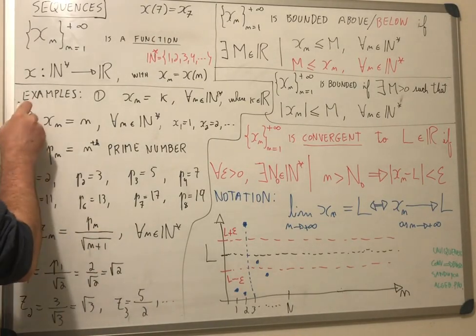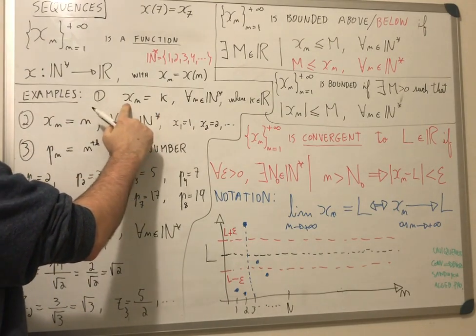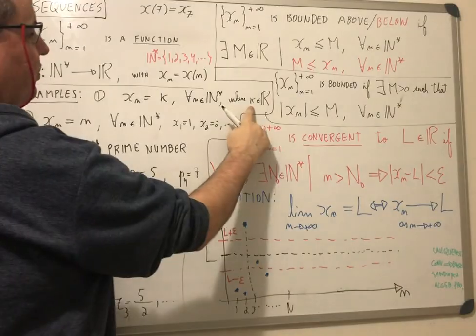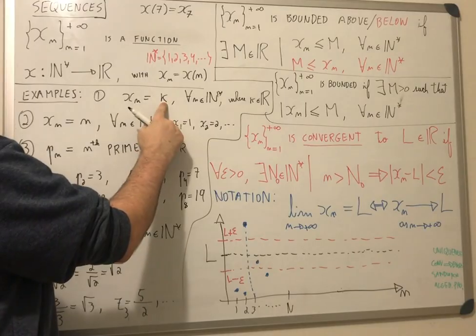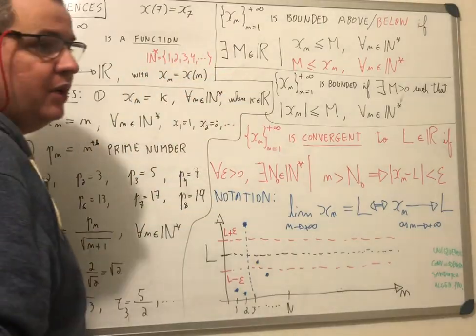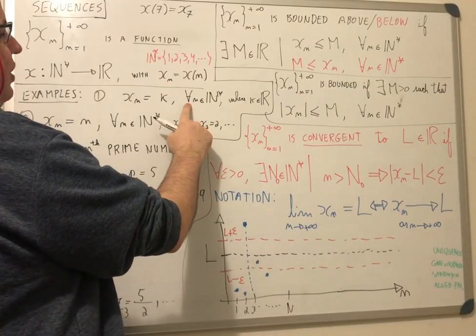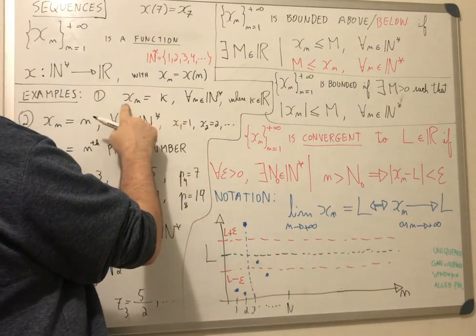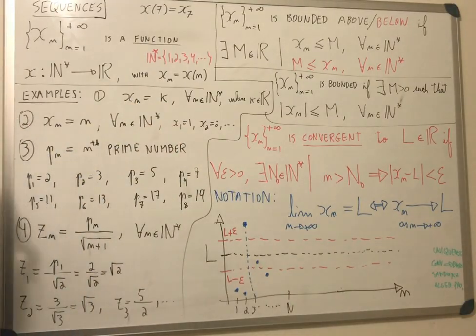All right, examples. The most boring sequence in the world is the sequence such that its first element is k, where k is a real number. You fix any real number k that you like, and the second element of the sequence is k, the third is k, the fourth is k, k forever. It always repeats the same value, okay? For every positive integer n you always apply the formula: x_n is always equal to k.